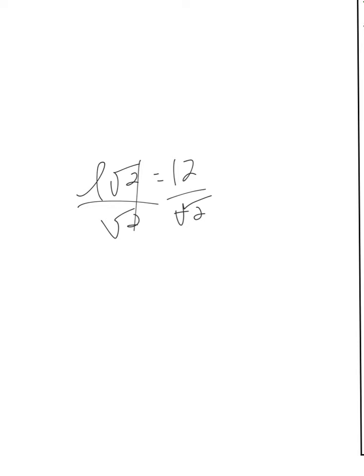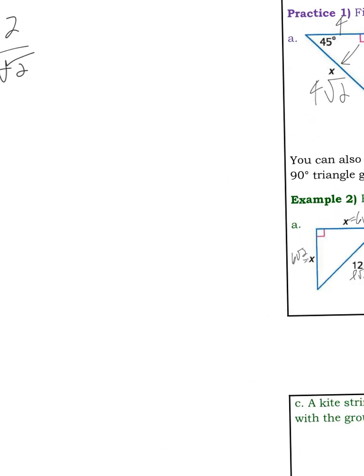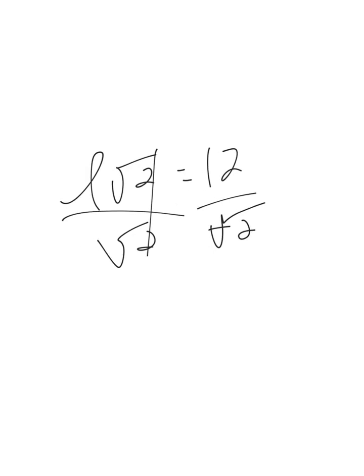No, I'm just losing my train of thought. 12 divided by the radical 2 is 6 radical 2. Now, why is that so? That is because I had to rationalize this denominator, which means this makes 2.